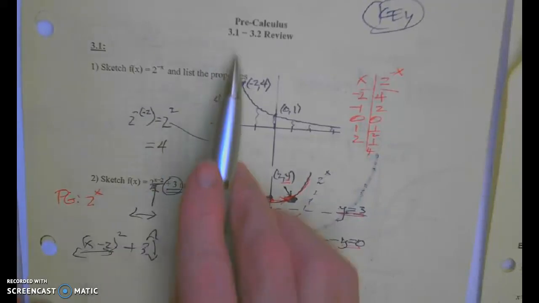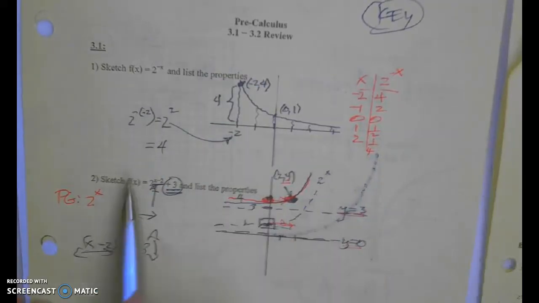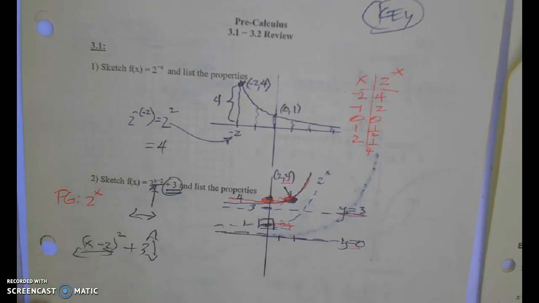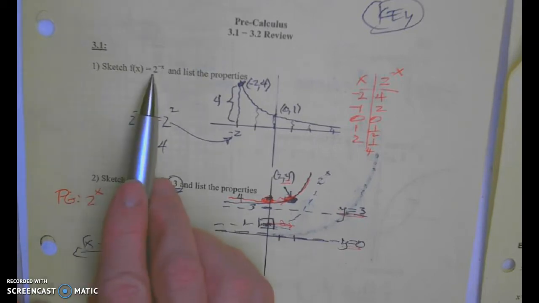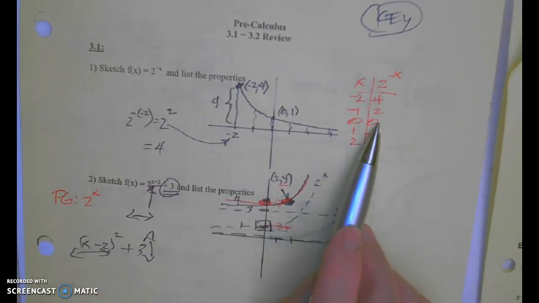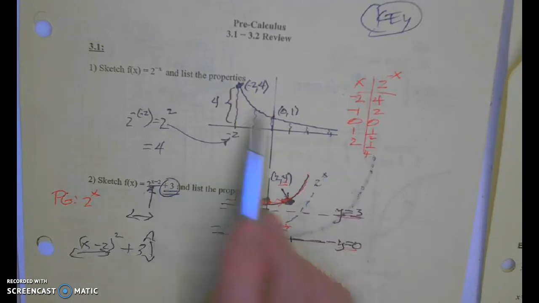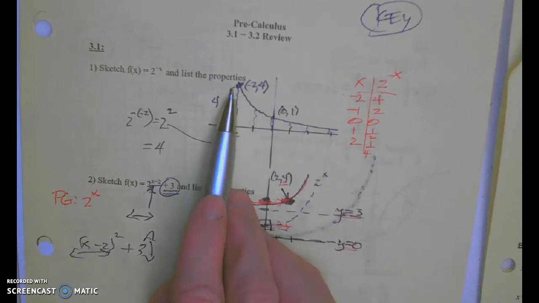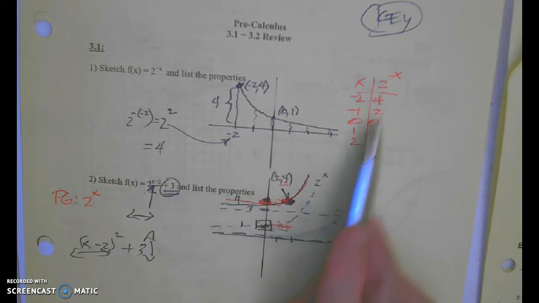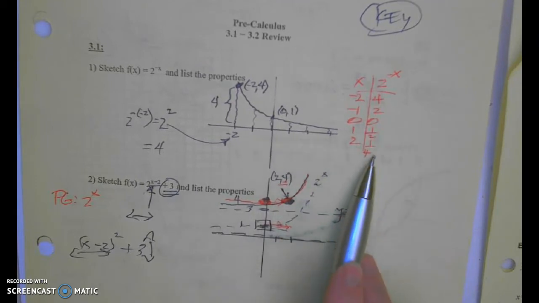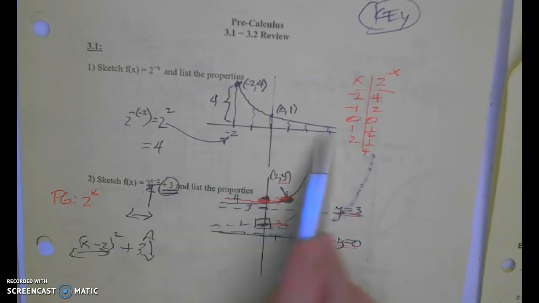Solutions to the 3.1 through 3.2 review are as follows. I'll cover most of them, but not all. To sketch this thing, I need to first set up a table, and when I set up my table, it allows me to plot at least some key points. I only plotted 2 points, but I could see that my y values are decreasing. Because they are, I know it is a decreasing function.